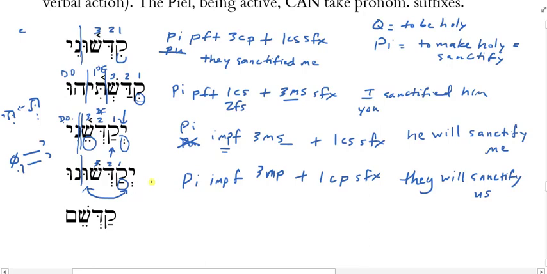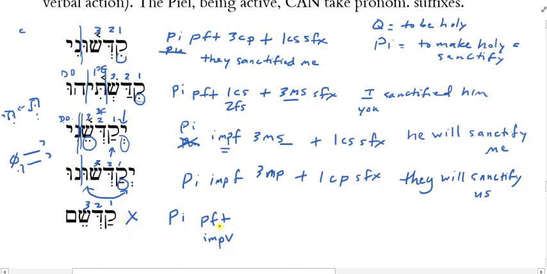How do we form the imperative? You start with the imperfect and you chop off the prefix, chop off the head. Look at the last one, qaddeshem. Notice there's no prefix, is there? There's just the three root letters. So that means that this could be the Piel what? It could be the Piel perfect. It could also be the Piel imperative, couldn't it? Because the Piel perfect and the Piel imperative don't have any prefixes.